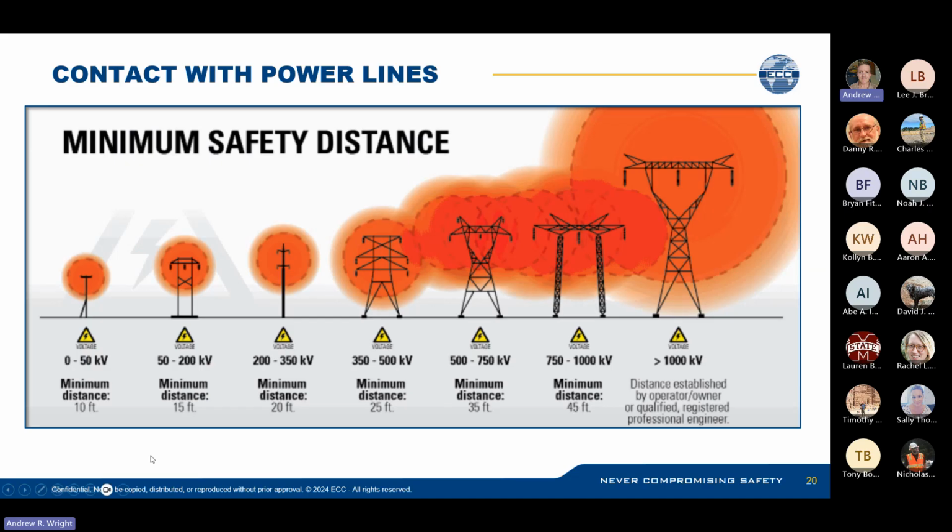This slide just shows the minimum safe distances. So, the minimum is 10 feet from 0 to 50 kilovolts. That's on the bottom left. That's your standard service power connections. And then you can see as the voltage increases, the minimum distance increases, to 15 to 20 to 25, 45, 35. And the huge over 1,000 kV is established by the owner of the utility and an engineer. So if you got anything with over 1,000 kilovolts, let's get some real professionals involved.